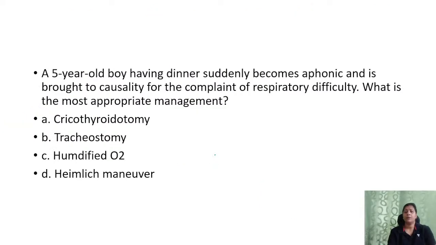A 5-year-old boy having dinner suddenly becomes aphonic and is brought to the casualty with a complaint of respiratory difficulty. What is the most appropriate management? Cricothyrotomy, tracheostomy, humidified oxygen, Heimlich's maneuver.